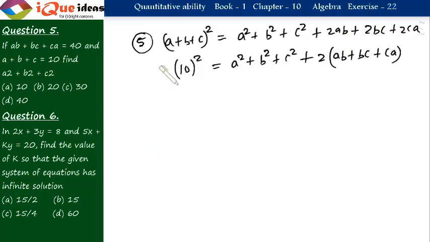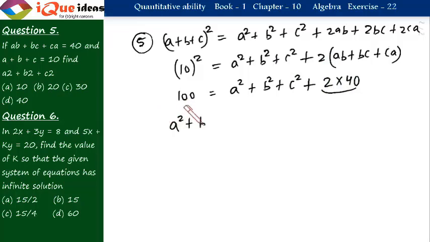Now what do we have here? 10 square is 100, which is equal to a square plus b square plus c square plus 2 times ab plus bc plus ca, which is given as 40. So it is 2 into 40, which is 80. 80 goes to the other side. So we have a square plus b square plus c square equal to 100 minus 80, which is equal to 20. So the answer of the question is 20.